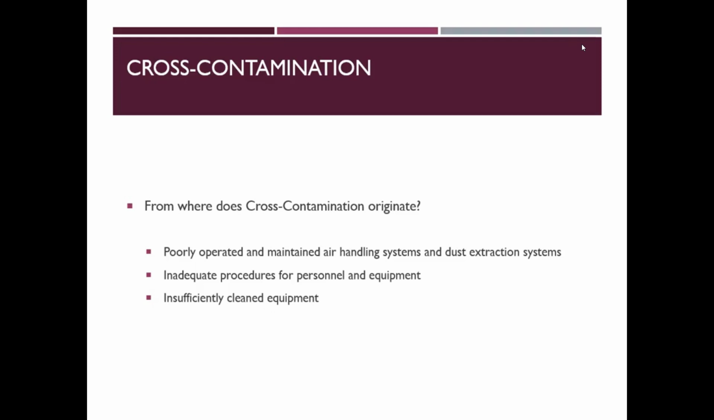And where does cross-contamination originate from, or how does it happen? Well, it happens because of poorly operated and maintained air handling systems and duct extraction systems, which are commonly known as HVAC systems. It happens because of inadequate procedures for personnel and equipment, so inadequate gowning procedures, or people not following the gowning procedure correctly. Equipment isn't cleaned correctly either before or after manufacture, and insufficiently cleaned equipment, for example equipment used for sampling, isn't cleaned adequately between batches.